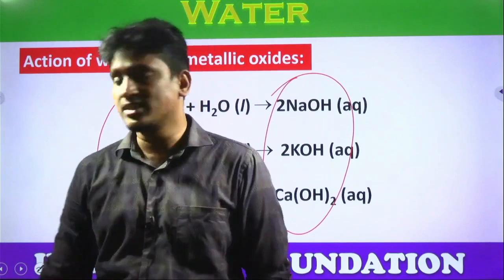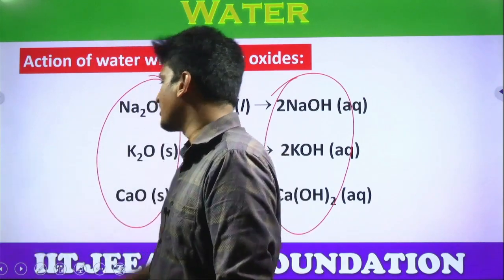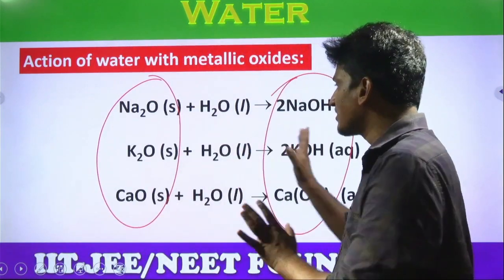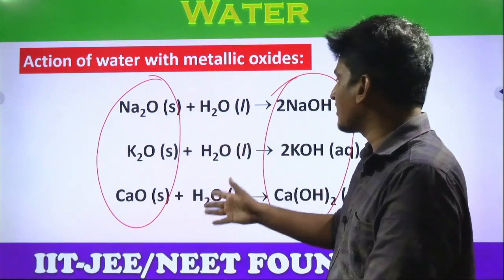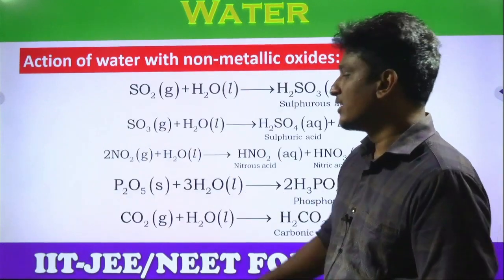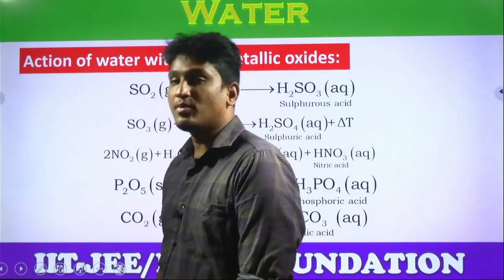Every reaction has a mechanism also, students. How does it react? So you have to remember what is the product and what is the reactant. Depending upon the reactant, you can get the respective product. So the previous slide is about metallic oxides.